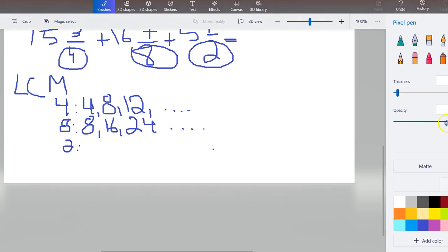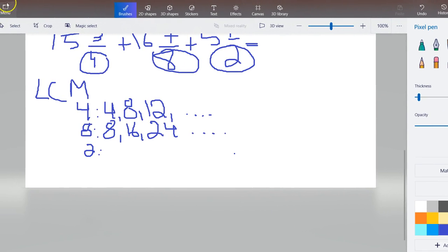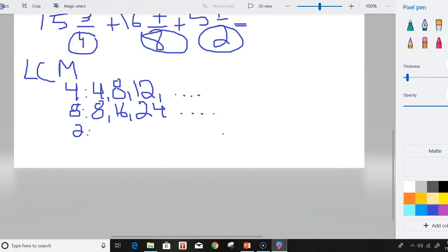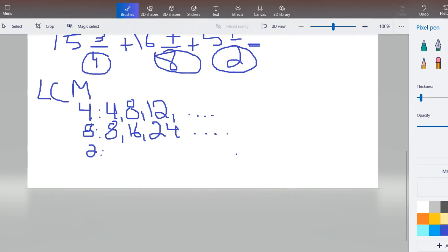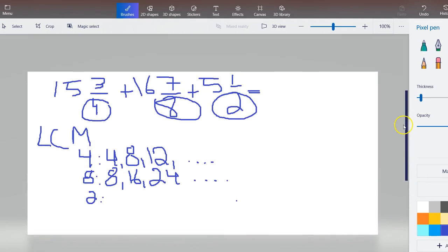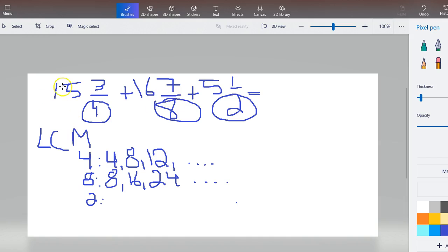I'm going to make my screen a little bit smaller. Hopefully I can put it like this so I can show you. I already started writing down all the fractions that they give us: 15 and 3/4, 16 and 7/8, and 5 and 1/2. As you can see, these fractions have different denominators, so we cannot add them right away.